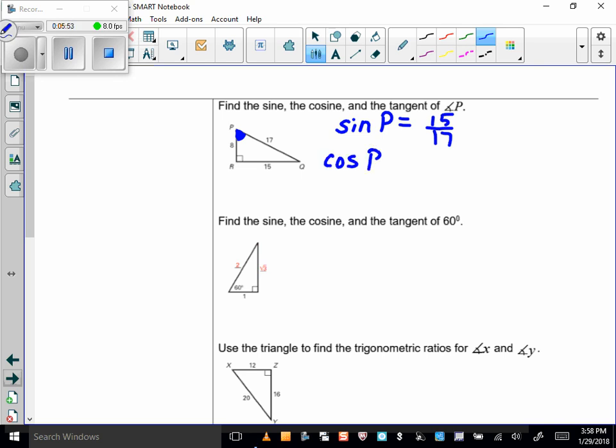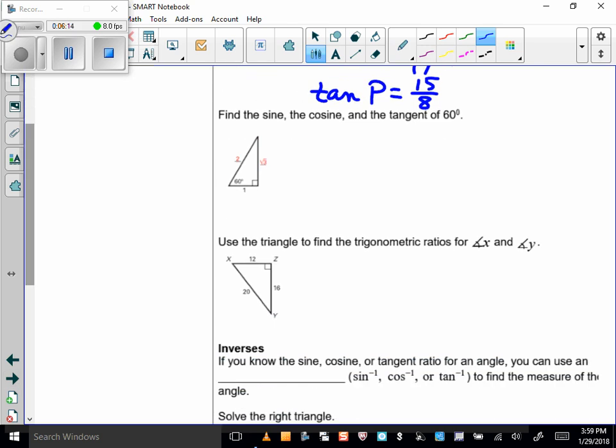The cosine of angle P is the side adjacent, which is 8, over the hypotenuse, still 17. And the tangent of P is going to be side opposite over side adjacent, which would be 15/8. There we go. That's all there is to it. Have to remember your ratios.